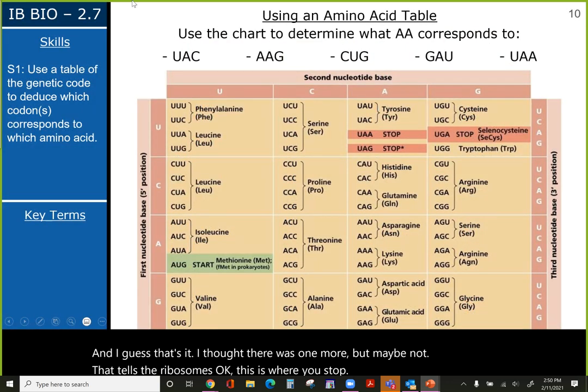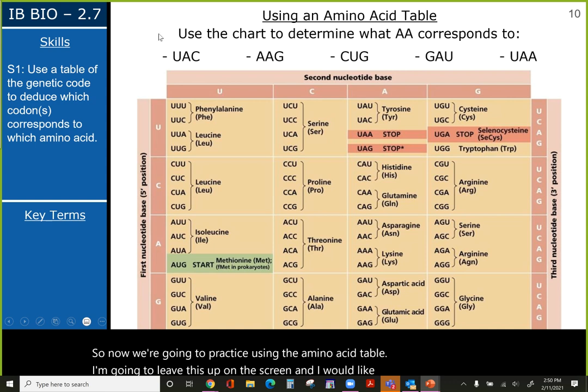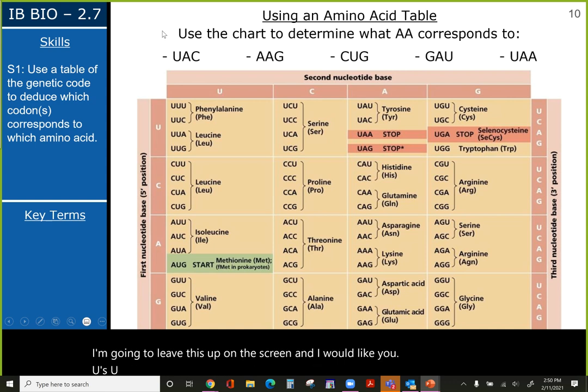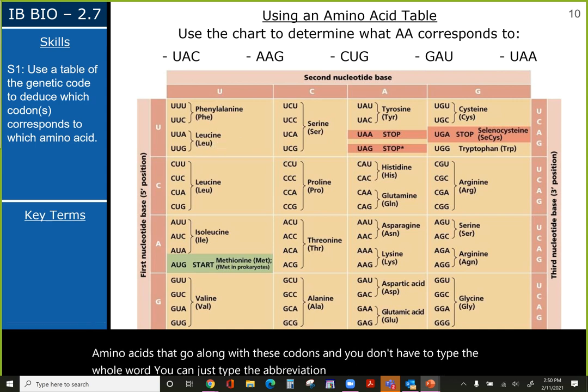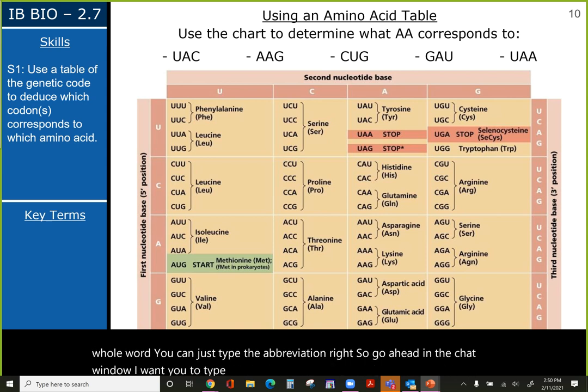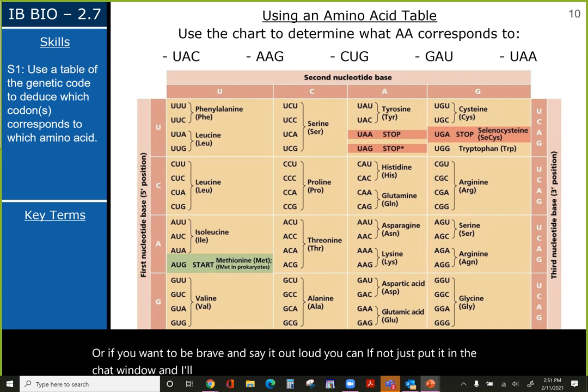So now we're going to practice using the amino acid table. I'm going to leave this up on the screen, and I would like you as individuals to type in the chat window the different amino acids that go along with these codons. And you don't have to type the whole word. You can just type the abbreviation, right? So go ahead in the chat window. I want you to type all 6, or is it 6? It's 5. All 5 amino acids in order using the symbols. Or if you want to be brave and say it out loud, you can. If not, just put it in the chat window. And I'll give you a few minutes to do that.